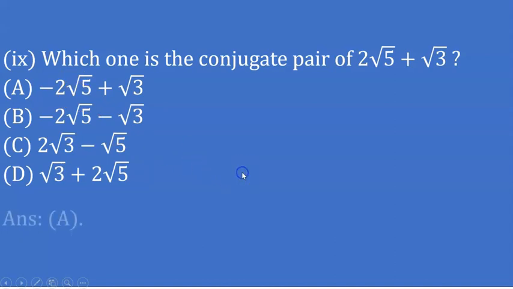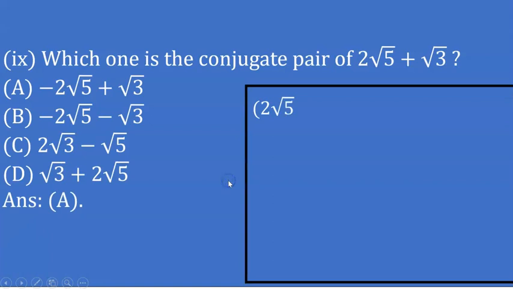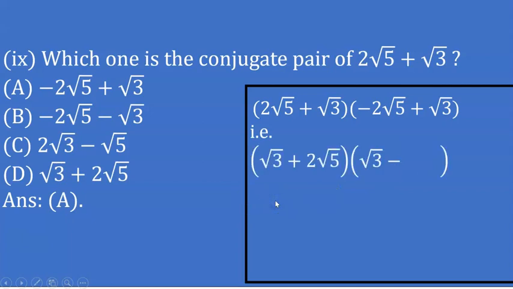For the conjugate pair, if we multiply 2√5 + √3 with -2√5 + √3, then you will get a rational number. Okay, now see this here: √3 + 2√5 into √3 - 2√5, and their product is of the form (a + b)(a - b), that is (√3)² - (2√5)².